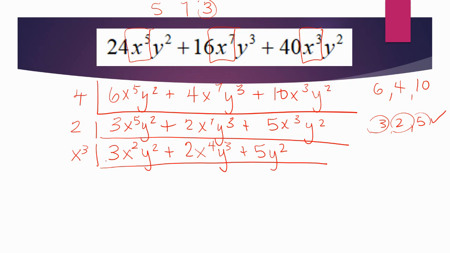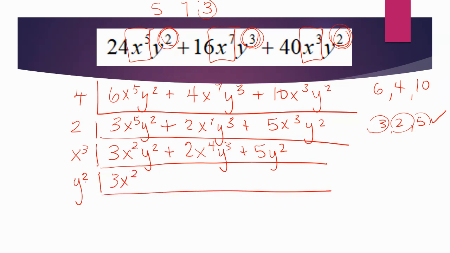Now after that, we've taken care of our numbers and our x's. Now looking at our y's, I have y squared, y cubed, y squared. So the exponents are 2, 3, 2, and the smallest number would be 2. So I'm going to pull out y squared. So 3x squared falls down.